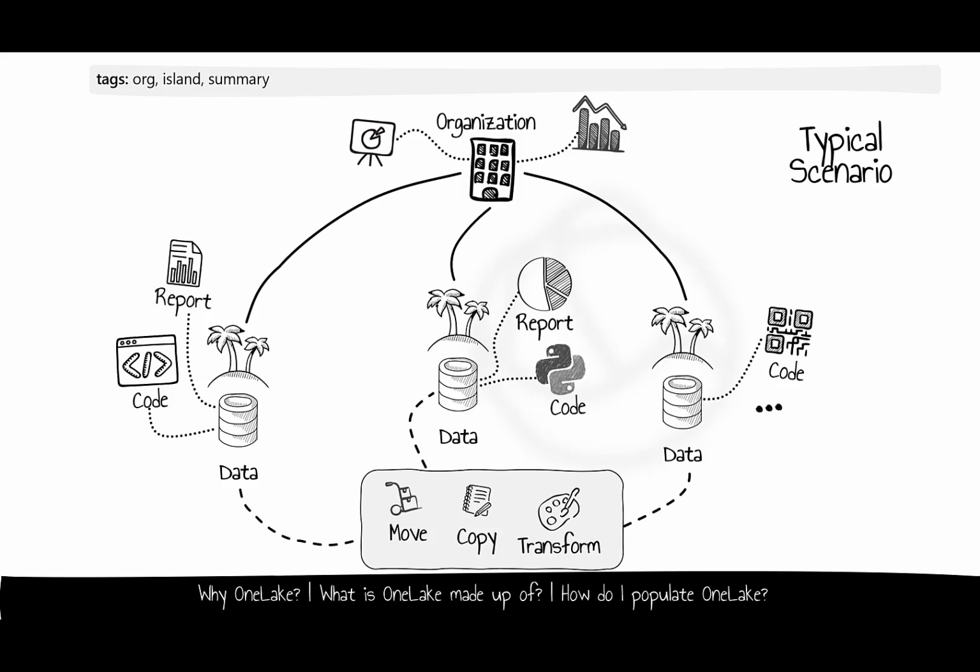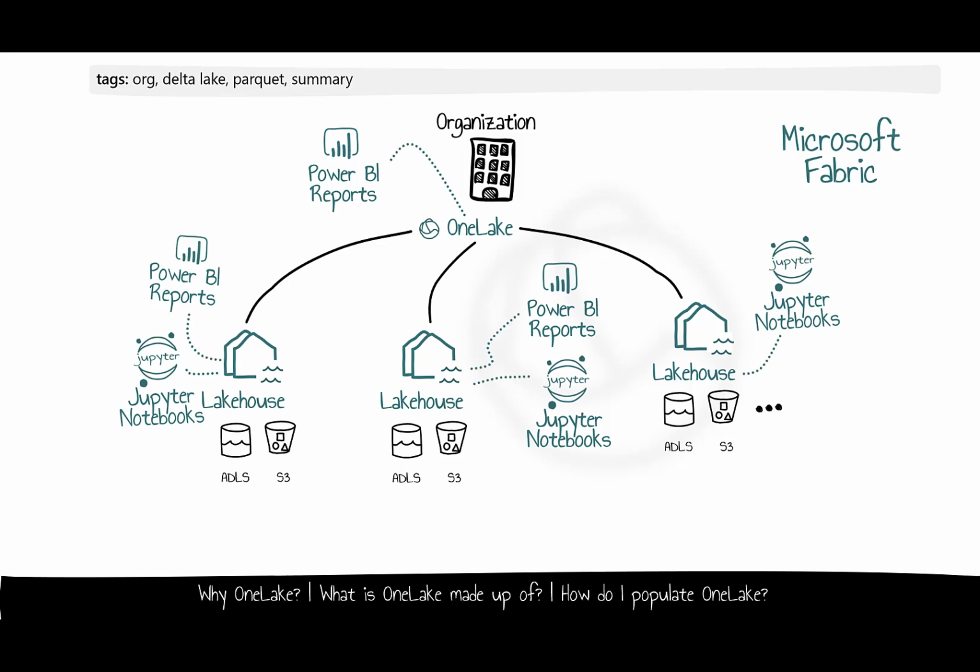With Microsoft Fabric, the data islands are replaced by lakehouses that show data from Azure Data Lake storage accounts or S3 buckets in Amazon. The lakehouses have Power BI reports and Jupyter notebooks that access them. The data rolls up to the OneLake maintained by the organization, which is the one version of the truth to generate reports.